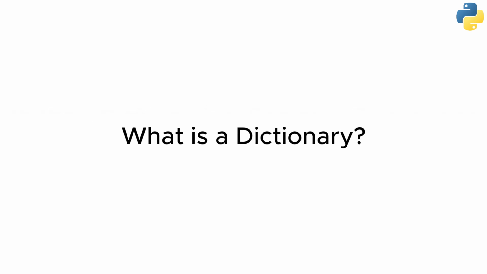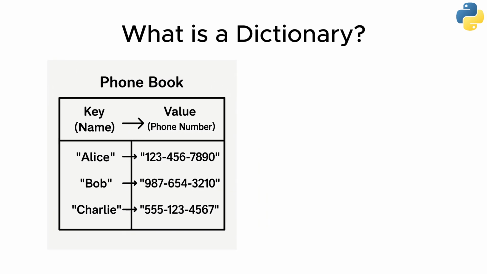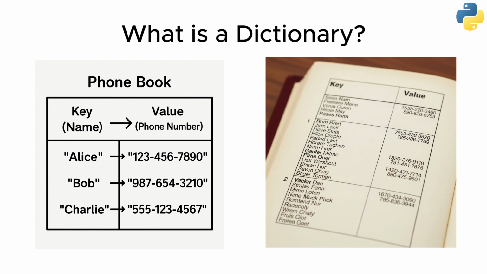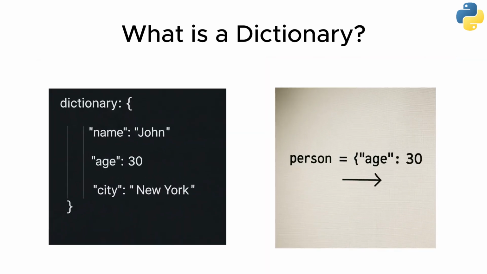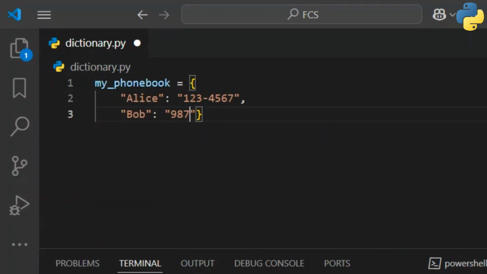So, what exactly is a dictionary in Python? Imagine your phone book. Each name has a phone number, right? You look up a name, that's your key, to find the phone number, that's your value. A Python dictionary works in the exact same way. It stores data in key value pairs. Each key is unique, just like you wouldn't have two identical names in your phone book pointing to different numbers, and each key is connected to a specific value. My phone book equals Alice 1234567, Bob 9876543, Charlie 5551212.